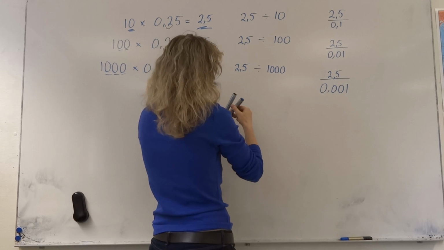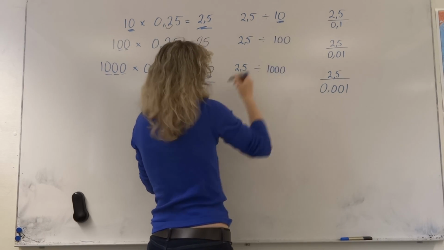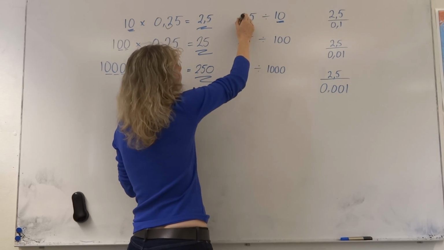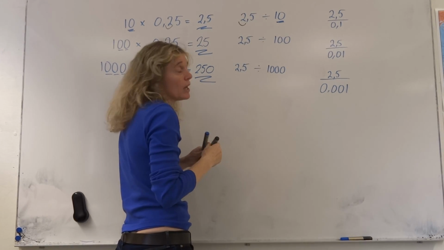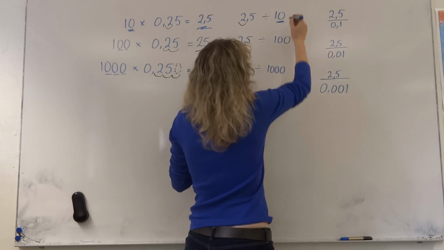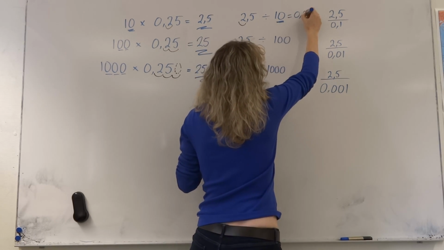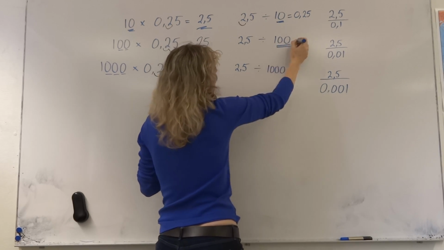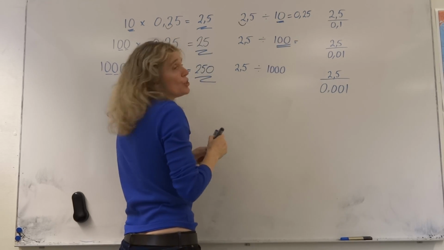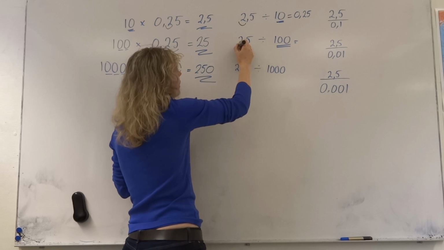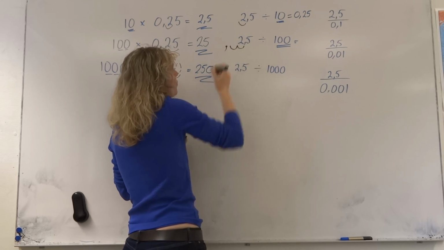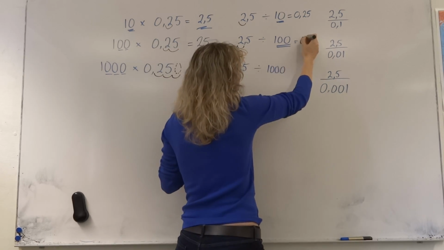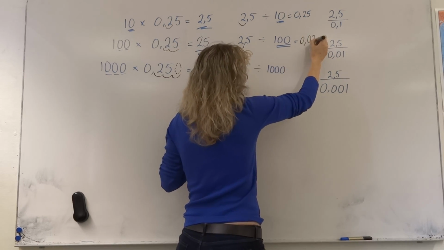So in this case, we're dividing by 10. I would move the decimal point one step to the left. I'd make the number a factor of 10 smaller, giving me the answer 0.25. Here I'm dividing by 100, so I would move my decimal point 2 places to the left. 1, 2. My new decimal point would be here. What do I put where there's a gap? I put in a 0. 0.025.